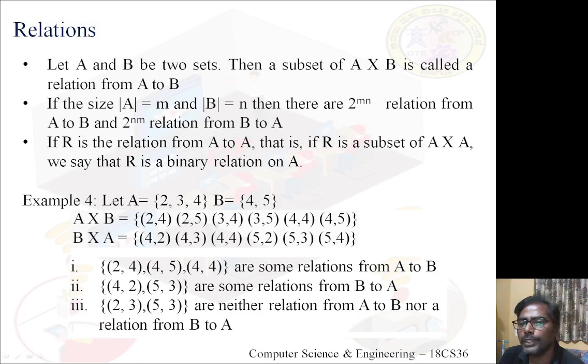Now similarly, to determine the number of relations from B to A: B contains n elements, A contains m elements, then B cross A contains nm elements. So we have 2 power nm subsets of B cross A. All these subsets of B cross A are nothing but relations from B to A.